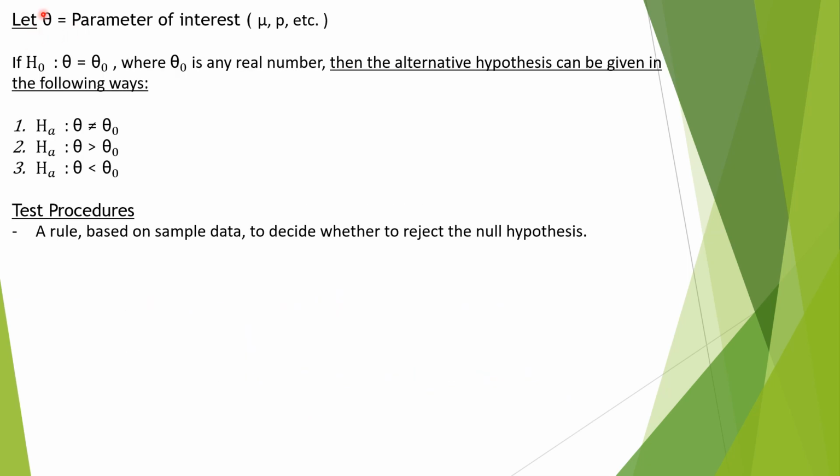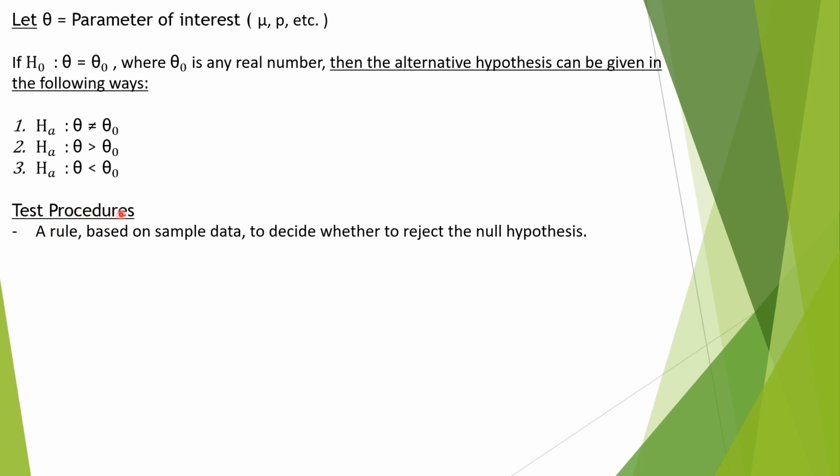Now, let's say we have theta, which is a parameter of interest. So theta could be your mu, your p, sigma, or variance. And the null hypothesis is of this form: theta is equal to theta 0. Theta 0 is any real number, like 68, 50, 100, whatever. Then the alternative hypothesis can be given in the following ways. We can have that theta is not equal to theta 0, or that theta is greater than theta 0, or that it's less than theta 0. Now you need to know that your null hypothesis can be given in any form. So it could have been theta is less than theta 0, and then you have to form your alternative hypothesis accordingly.